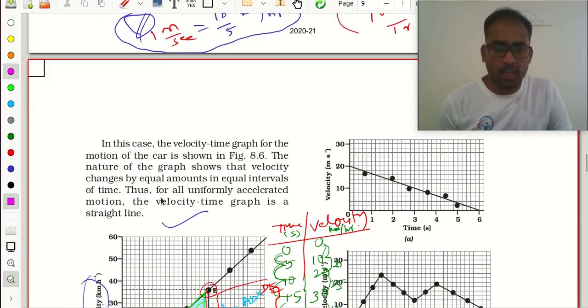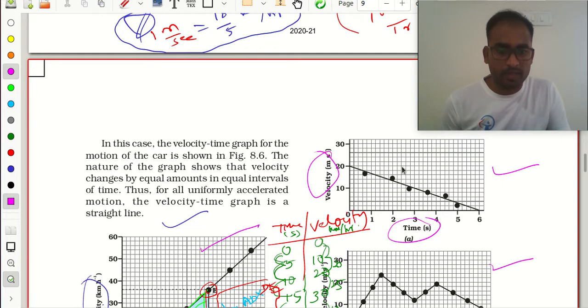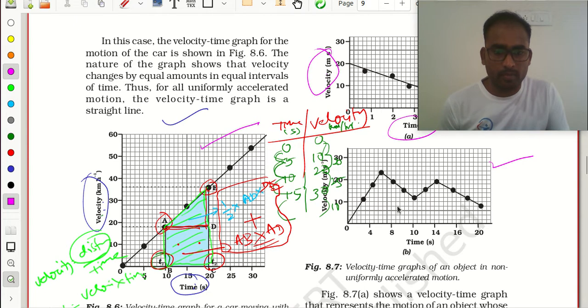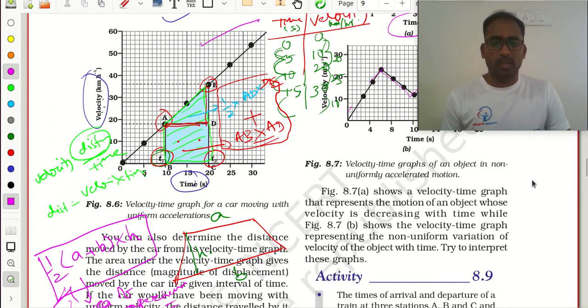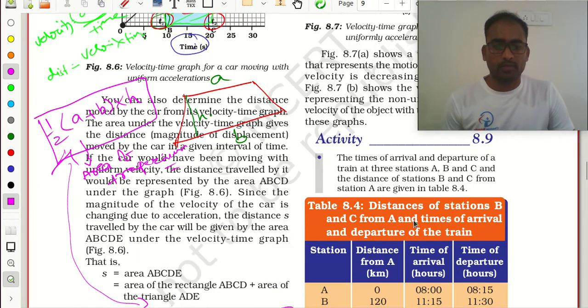Now here we have two graphs. This is one graph, and this is another graph. See here how velocity is changing with time. It is non-uniform. This is uniform, or you can say this is linear. This is a non-linear relation between velocity and time. Here, check also: velocity increases, again decreases, increases, decreases. These are non-uniform accelerated motion. Velocity and time graph of a non-uniform accelerated motion.